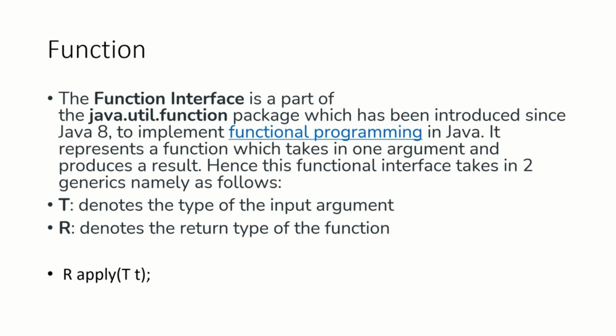So Function is a kind of functional interface, and it has a single abstract method, apply. It takes T as an input argument and its return type is R. Okay. Now, this is about the basics of Function.